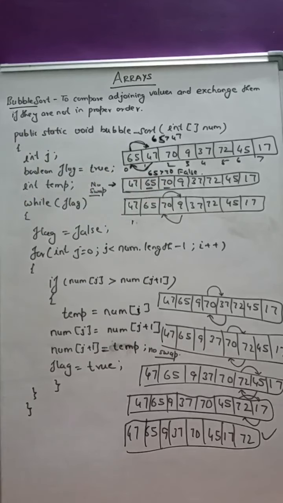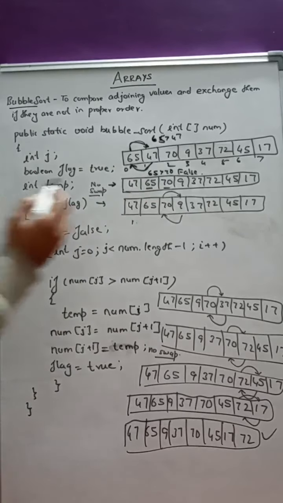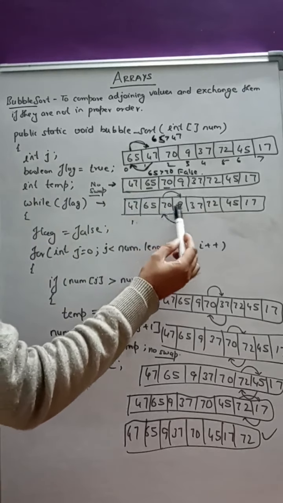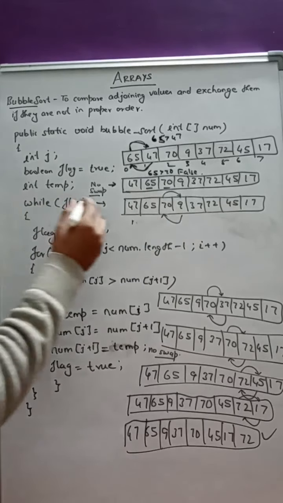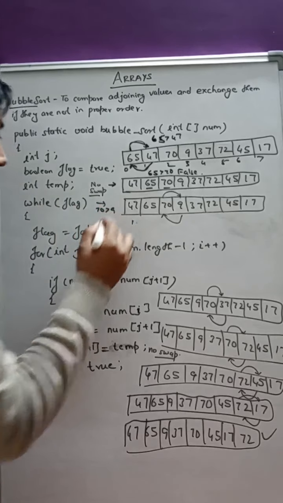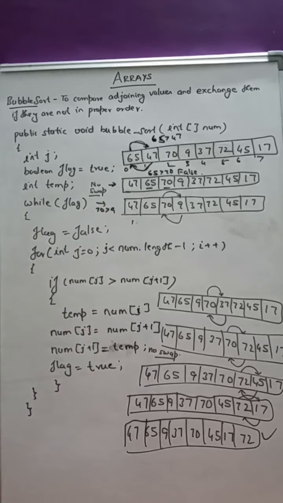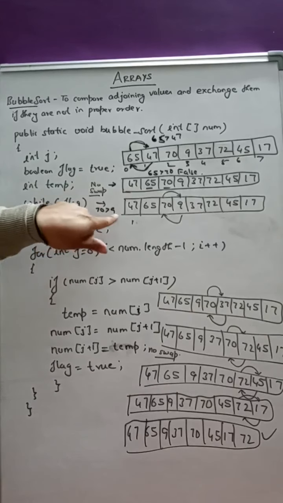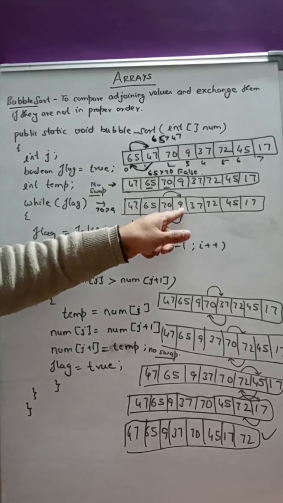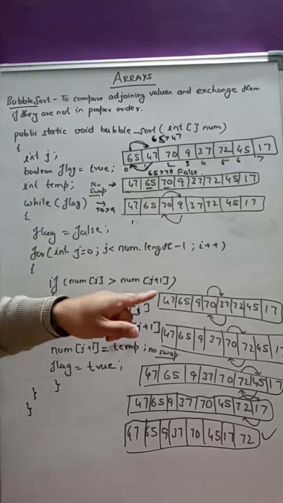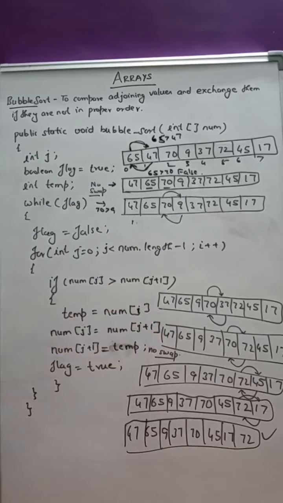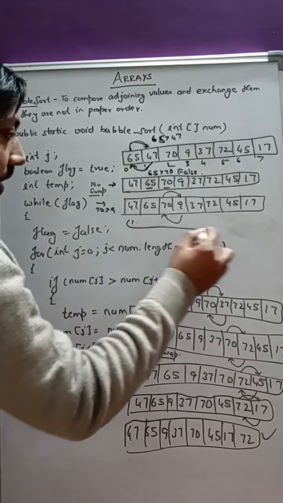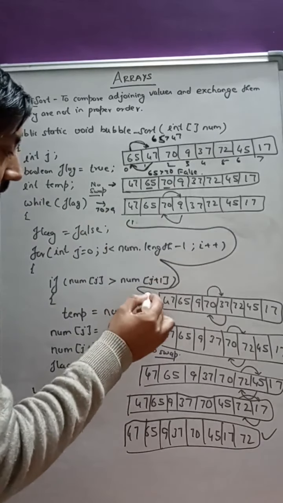Now in the next step, you will compare the other two numbers, that is 70 and 9. Is 70 greater than 9? Again the condition is true, and whenever the condition is true, you swap the numbers. So 9 will be placed over here and 70 will be placed over here. After swapping, this will be the next step.